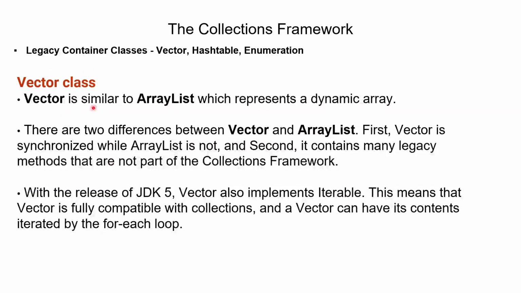The Vector class. A vector is very, very similar to the ArrayList. They're essentially dynamic arrays. There are two differences between Vector and ArrayList. First, the Vector is synchronized while the ArrayList is not. The second is that it contains many legacy methods that are not part of the collections framework. With the release of the Java Development Kit 5, Vector also implements Iterable. This means that the Vector is fully compatible with collections, and a Vector can have its contents iterated by the for loop or by different ways to manipulate the iterator.